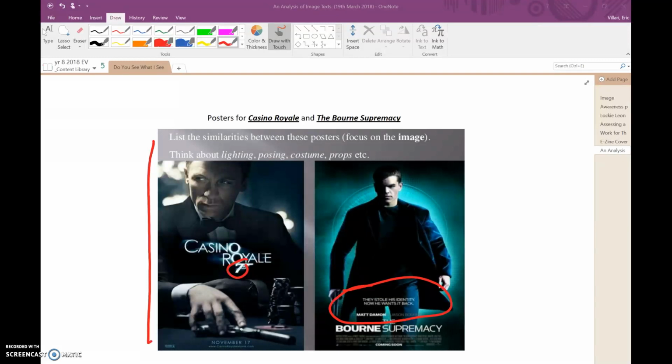We know that it's a Bond film because of the 007, and if you can see the cleverly arranged Casino Royale's zeros create, of course, the 007 logo or number, which everyone associates, of course, with the iconic spy from MI5 or MI6 or whatever it is.